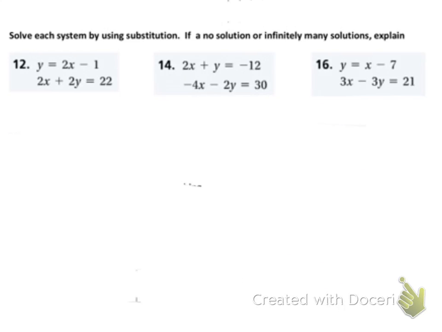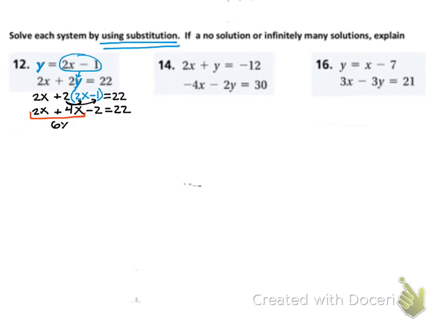We have to solve each system by substitution. If there is no solution or infinitely many solutions, explain why. So for number 12, I have to use substitution. For the first expression, notice that y is equal to y. I highlighted in blue. So I'm going to substitute 2x minus 1 in for y. So that gives me for the second expression 2x plus 2 times 2x minus 1, again, that's where I substituted, is equal to 22.